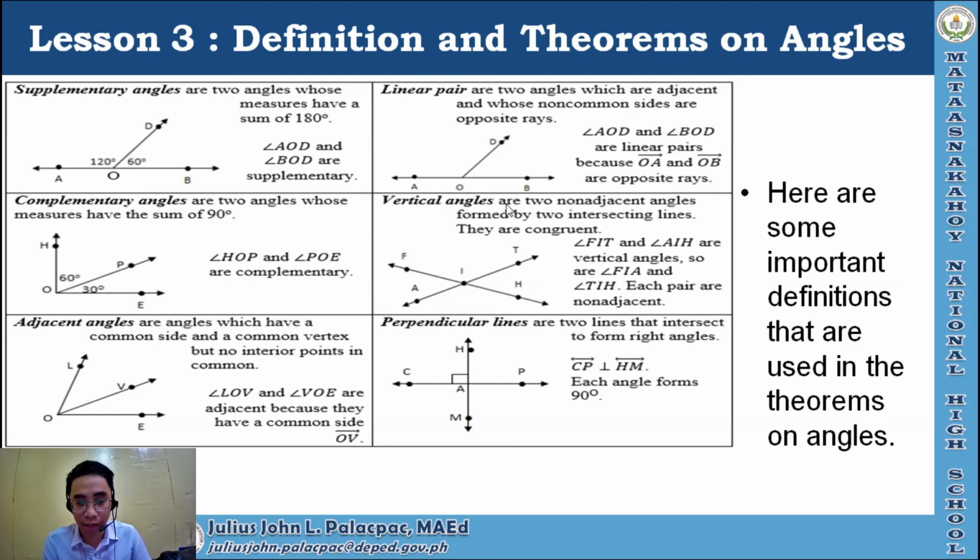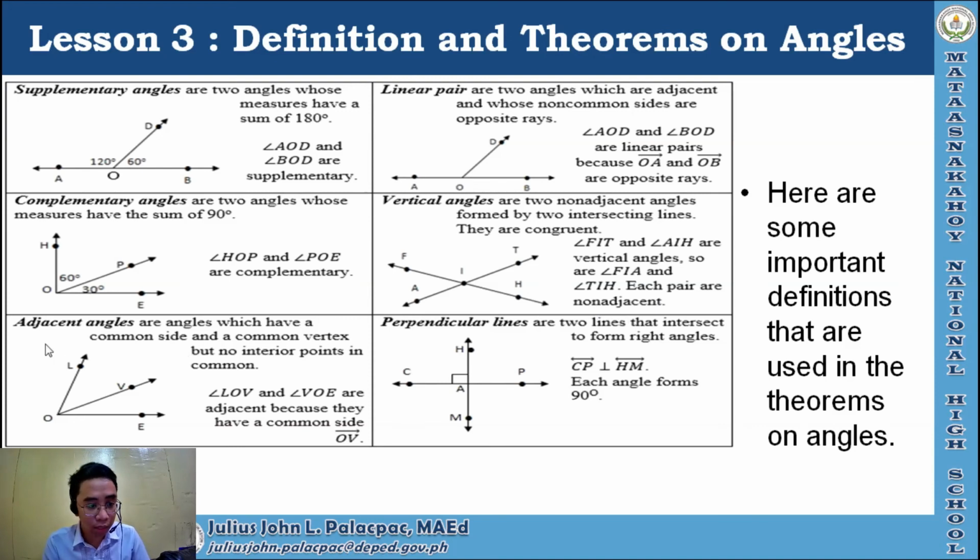Yung vertical angle naman, two non-adjacent angles formed by two intersecting lines. They are congruent. So, angle FIT, ito, at angle AIH are vertical angles. So, sila ay magkabaliktaran. So, equal sila. Diba? Angle FIA and angle TIH, sila ay equal din. Dahil sila ay vertical angles din. And each pair are non-adjacent.